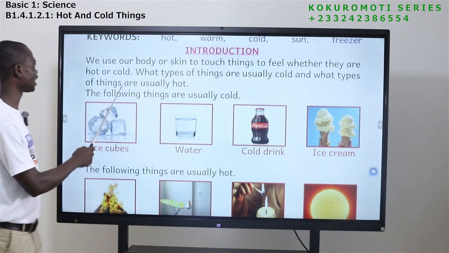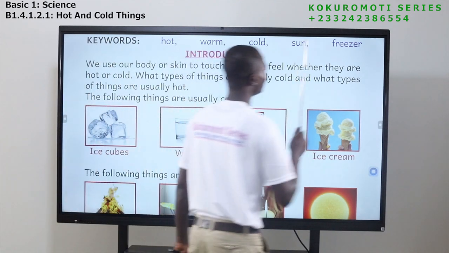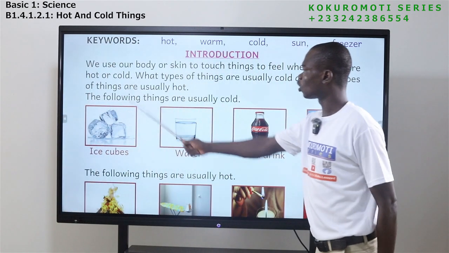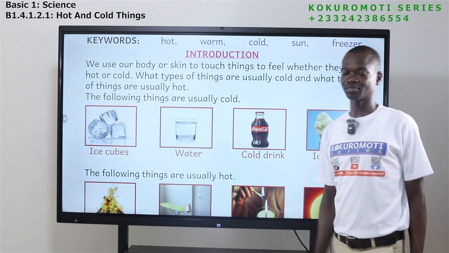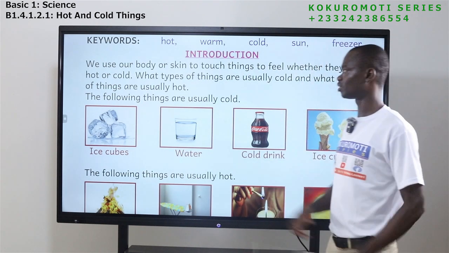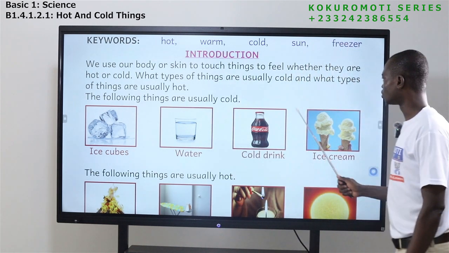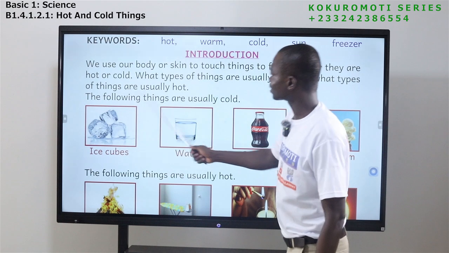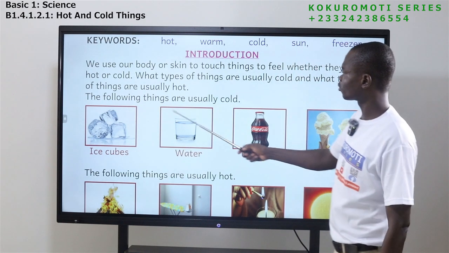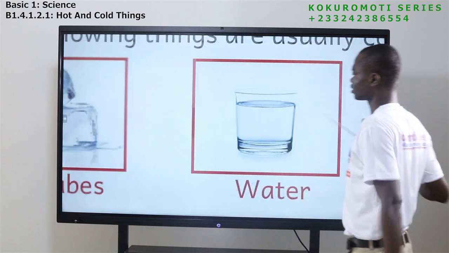Now today we are saying that we use our body or skin to touch things to feel whether they are hot or cold. So if you want to check whether something is hot or cold, we use our skin to tell. What types of things are usually cold and what types of things are usually hot? Now the following things are usually cold. Let's look at things that are usually cold.